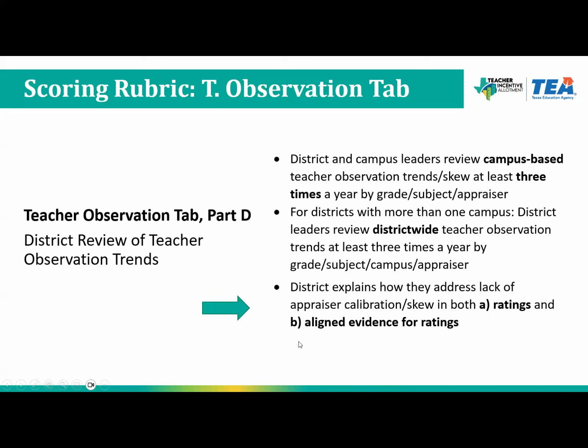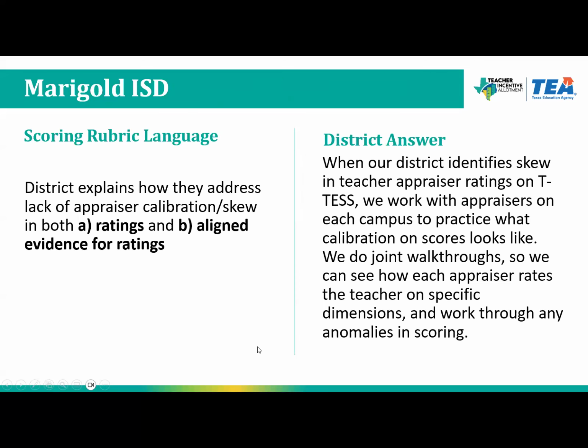So here's an example. This is what we're really focusing in on. Here's a district answer from Marigold ISD. They said, when our district identifies skew in its teacher appraiser ratings on t-tests, we work with appraisers on each campus to practice what calibration on scores looks like. We do joint walkthroughs so we can see how each appraiser rates a teacher on specific dimensions, and we can work through any anomalies in scoring.